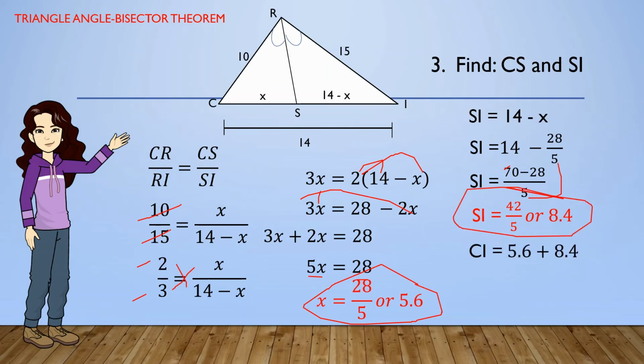Okay. After that, let us add 5.6 plus 8.4. So we got CI is 14.